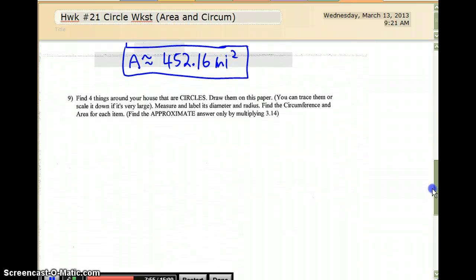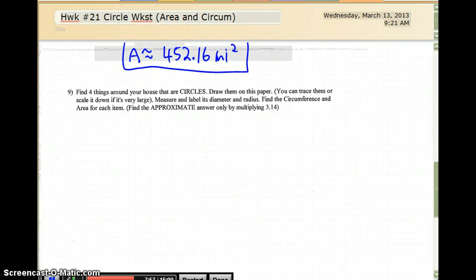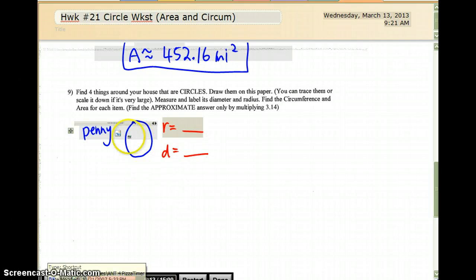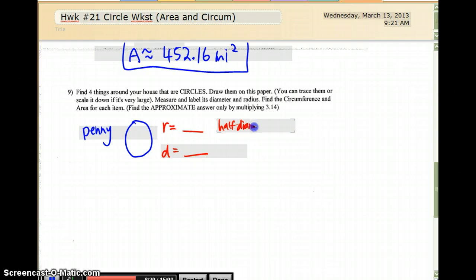Okay, and then on number 9, you're just going to be finding 4 things around the house. So for instance, I may take a penny. Okay, and then I'm just going to measure. So there's the size of my penny. I'm going to use a ruler to measure the diameter. So I want to give the radius. I want to give the diameter. So I'll probably just measure the diameter and then halve the diameter to get the radius. Then I'm going to find the circumference and the area of that item that I choose.